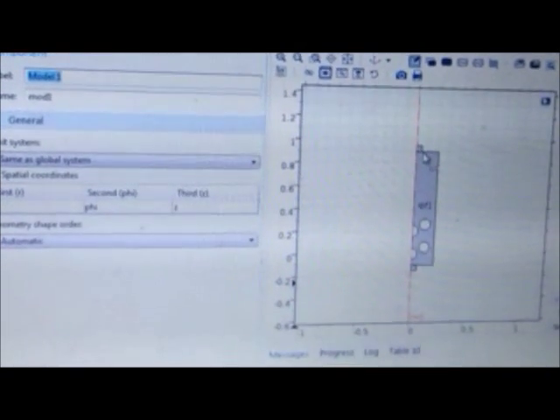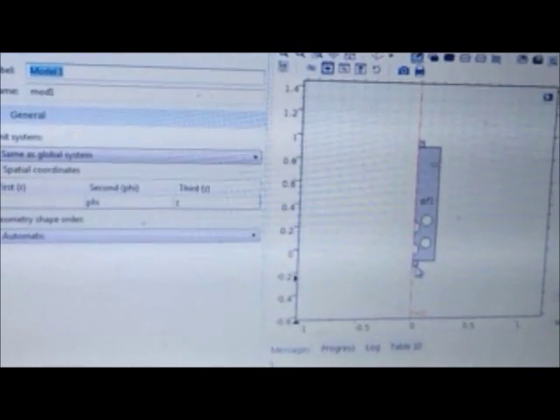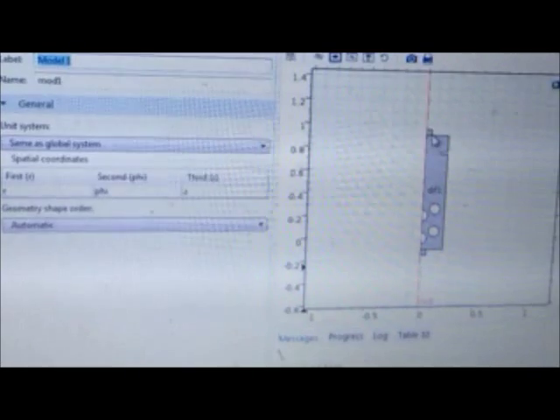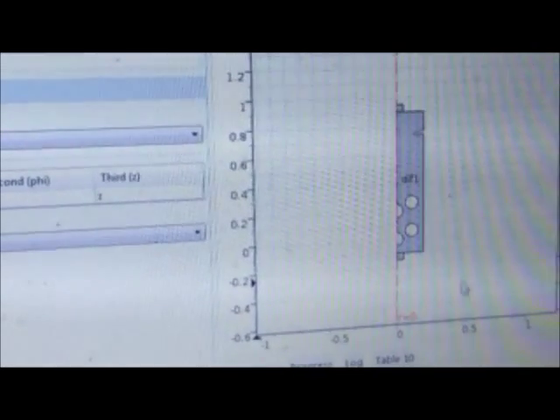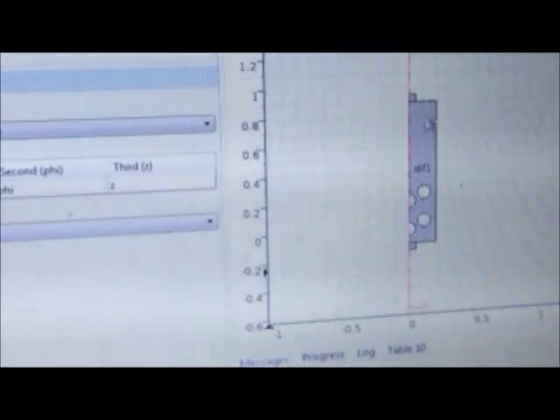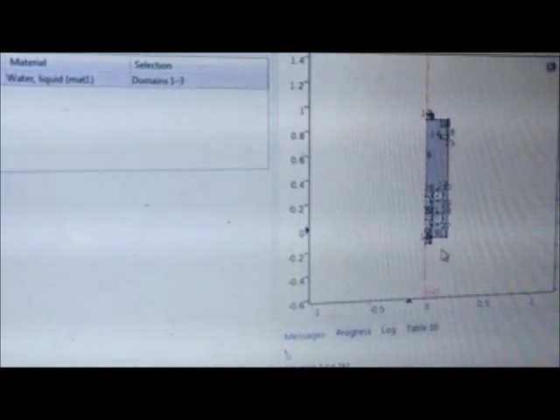And then we need to add 2 squares below here and over here. And then we need to subtract all the 4 circles from the rectangle, and we have the final geometry exactly like this. And then we add material. The material will be water for all the domains.